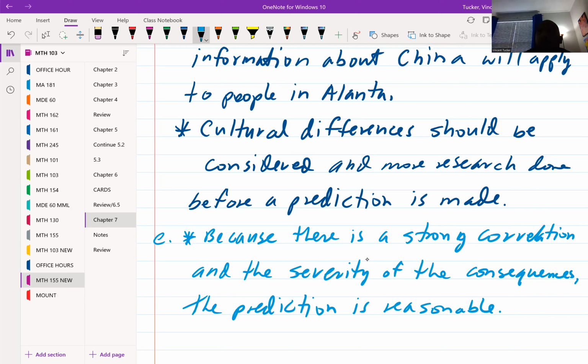All right. So for that one, because there is a strong correlation and the severity of the consequences are as they were, the prediction is reasonable.